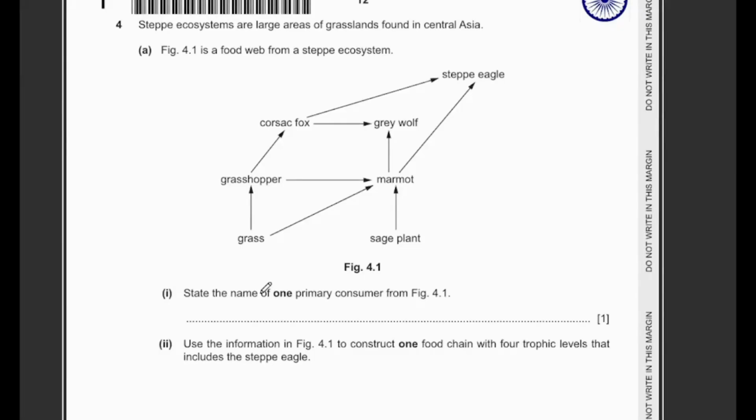State the name of one primary consumer from figure 4.1. So this is an ecosystem food web chart here, and one primary consumer. So grass is a producer here. One primary consumer is basically very easy. A sage plant is also mentioned here. So you can write these are two producers. A primary consumer you can write as a grasshopper. Even this answer is also correct, marmot. This is also a primary consumer.